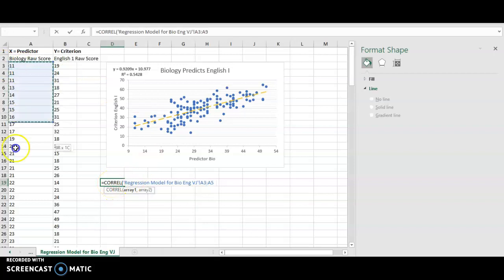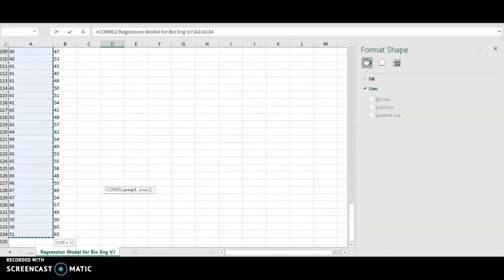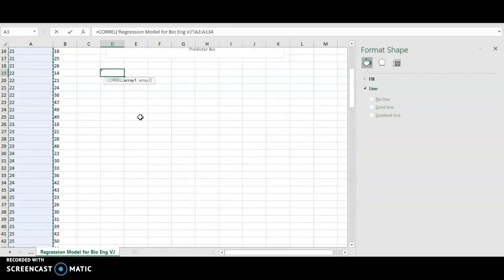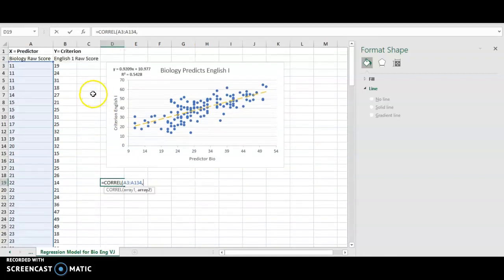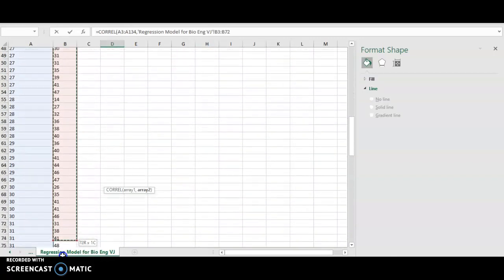The next thing I'm going to do is run my CORREL. And I'm going to use my X and my Y. So my first array is going to be the X. Oh, I think I got some of my header in there. And then the array 2 is going to be my Y value, my criterion, for my English 1.